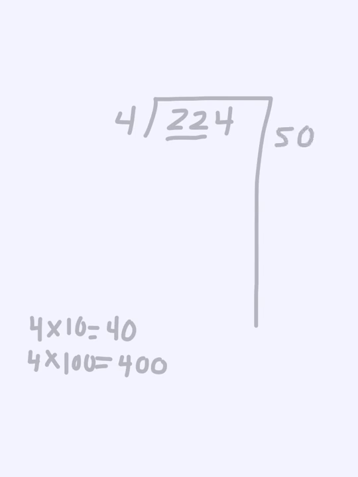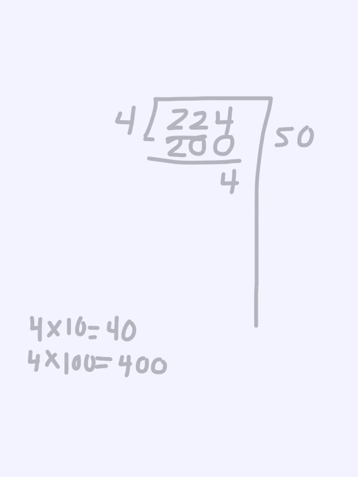In this problem, again, I want to think, can I use multiples of 10 first? So 4 times 10 is 40. I'm going to go ahead and try, can I do 100? 4 times 100 would be 400. So you know you're going to use multiples of 10. So I'm looking at these front two numbers, and thinking of my 4 facts. So 4 times 50 would be 200.